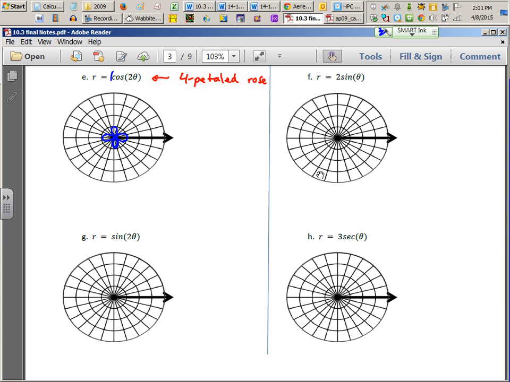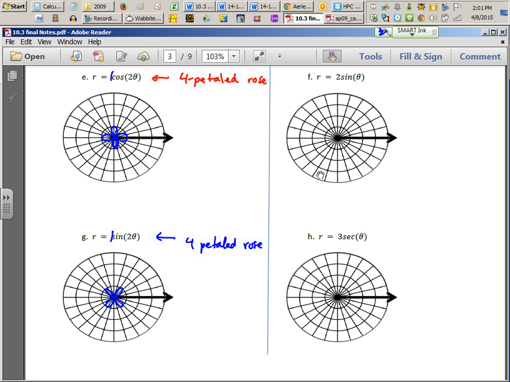Sine 2 theta, which is the problem just beneath it, is also a four-petaled rose, and that one looks more like this. It's actually rotated 45 degrees, clockwise or counterclockwise, but there's a reason for that I can't explain right now, just because of time. Sine and cosine are usually shifted by 90 degrees, and here we have a 2 theta, so that halves our rotational shift. But the point is, most people just have these two memorized, the four-petaled rose.